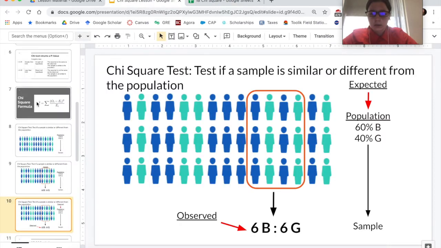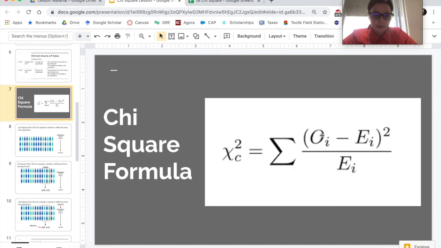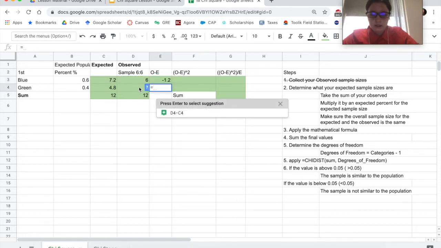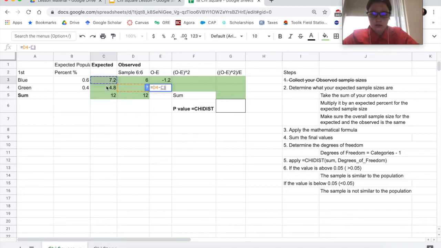Now, we're going to break down this formula. The first thing that we need to do is take the observed, O, and subtract the expected. So this is our observed. So we're going to take this value minus the expected. And we're going to do the same for the next one, this one. Then we're going to square it. So we take what we found and we square it.